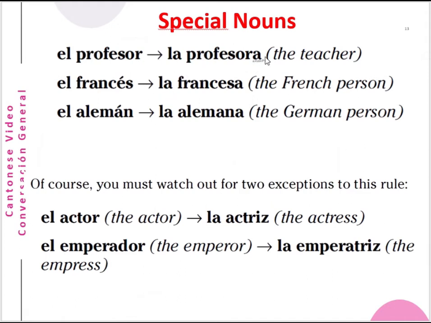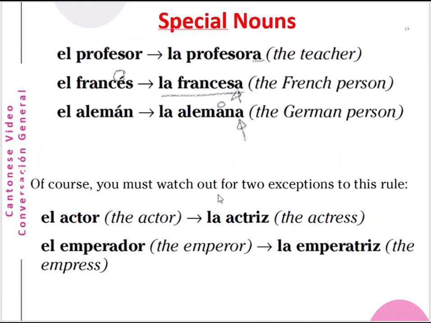And some of the special nouns like el profesor, the teacher, and la profesora. We add an A, this means the teacher is the female teacher. We are not changing this O to A, but after the R, we add an A to it. And el francés, the French person, la francesa, is also the French person, but this is female. So we take out the accent in here and we add an A to here, to make it from masculine to feminine. El alemán, the German person, la alemana, the German person, but this is female. We take out the accent here and we add an A to change from masculine to feminine.